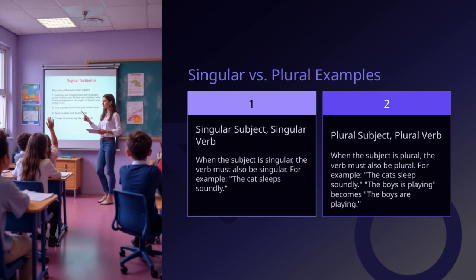Now, when the subject is singular, the verb needs to be singular as well. For instance, "The cat sleeps soundly." You see how the singular subject, cat, pairs with the singular verb, sleeps. This is a fundamental rule in English grammar, and it helps keep our sentences clear and correct. Remember, matching the subject and verb correctly is essential for proper communication and understanding. It ties into the overall theme of mastering sentence structure to improve your writing and speaking skills.